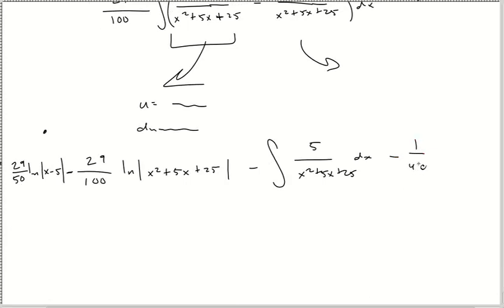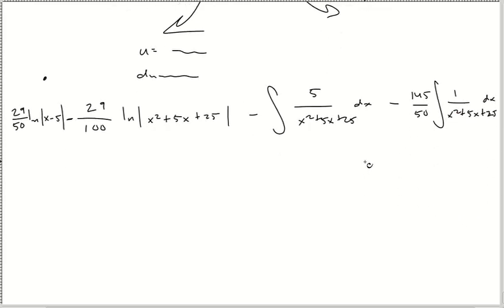So 145 over 50, integral of 1 over all this stuff dx. These are actually both the same integrals, kinda. See, here I have a 5, and here I got a 145 over 50. I'm going to have to use a calculator to figure out what the number is going to be here. So I got 5 plus 145 over 50, and I got 79 over 10.